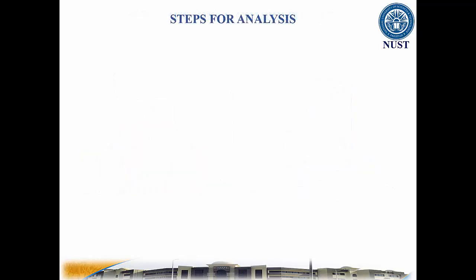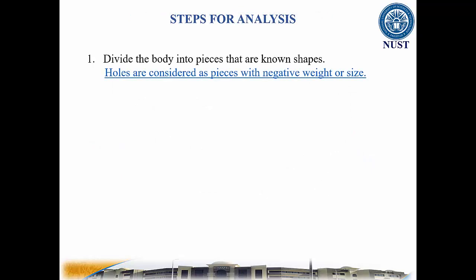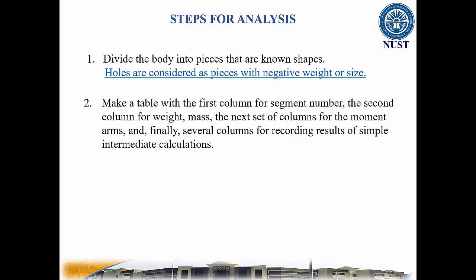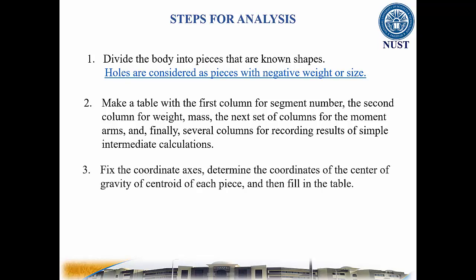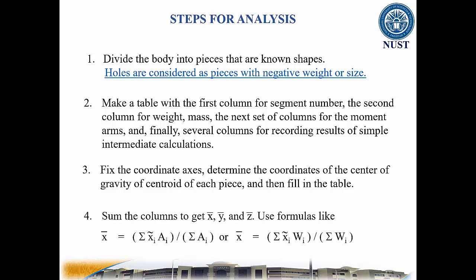Here are the steps for analysis. Divide the body into pieces that are simple shapes. Holes are considered as pieces with negative weight or size. Make a table with the first column for segment number, the second column for weight, mass, or size depending on the problem, the next set of columns for the moment arms, and finally several columns for recording results of simple intermediate calculations. Fix the coordinate axes, determine the coordinates of the center of gravity or centroid of each piece, and then fill in the table. Sum the columns to get x, y, and z using this formula.